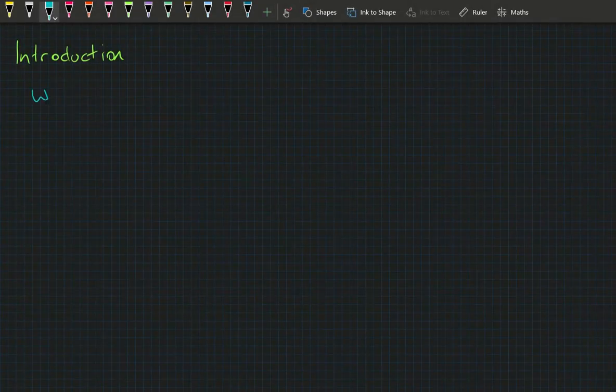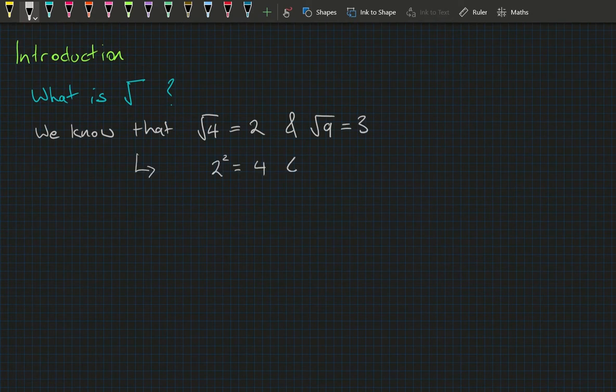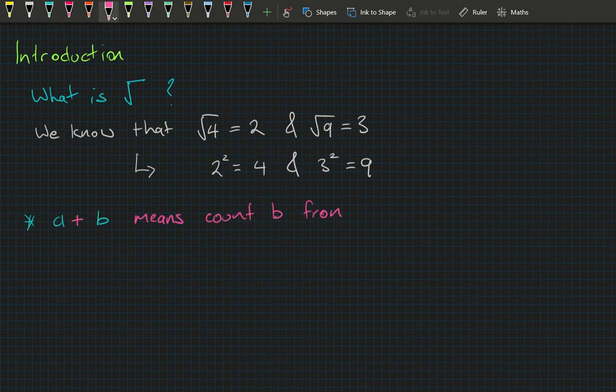So what is this thing that we call the square root? We know that the square root of 4 is 2 and the square root of 9 is 3. And we also know that 2 squared is equal to 4 and 3 squared is equal to 9. But before we really explain it, let's go back to the start of maths, just like we did with the exponential. So just as a plus b means count b from a, an easy numeric example is 2 plus 4, which is starting at 2 and then counting forwards 4.